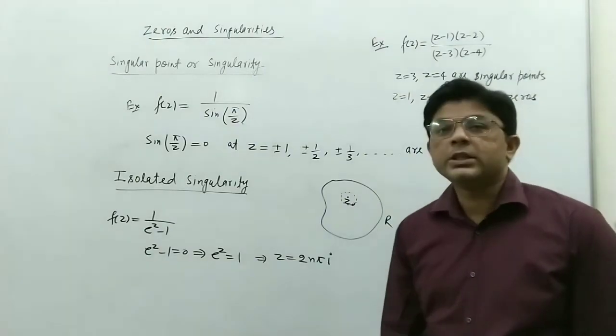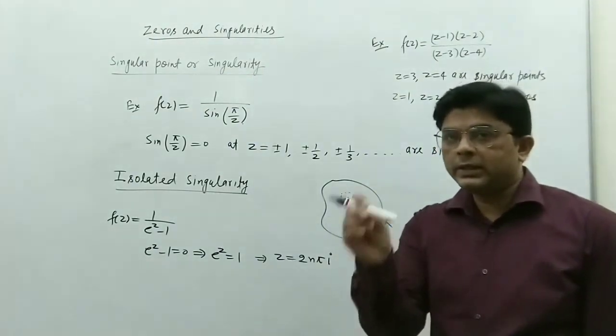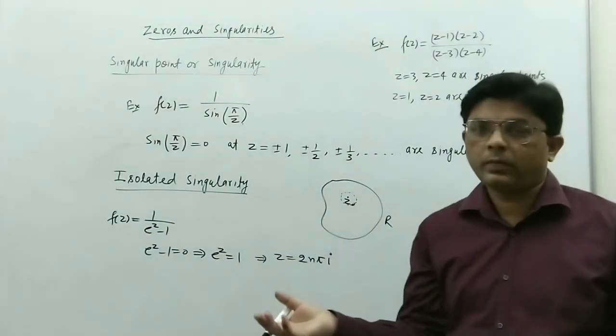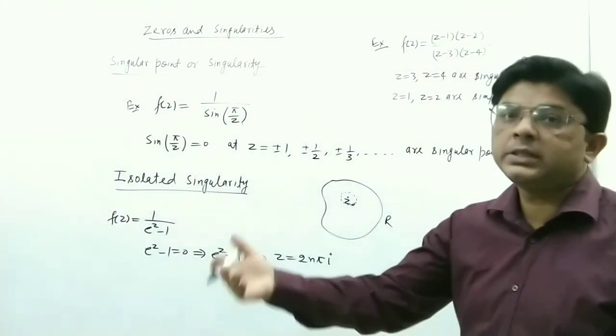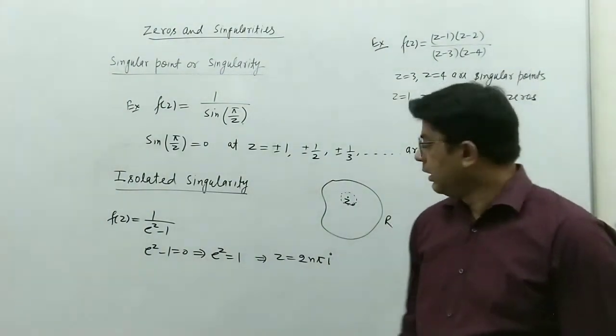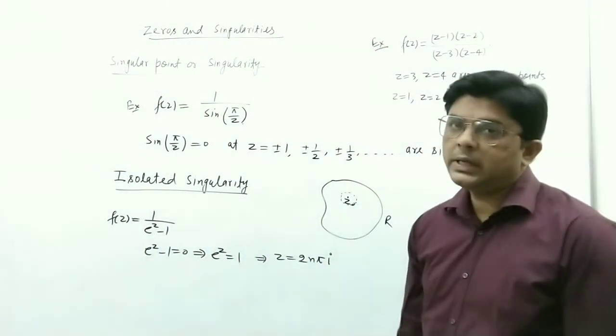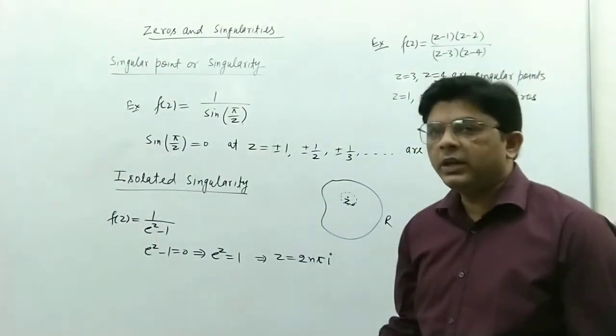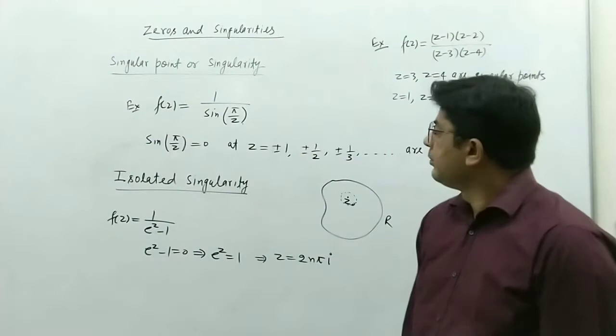So these are called singular points because if you take z equal to 2πi, then in its neighborhood there is no other singularity. Okay. So the next singularity is 4πi, 6πi, and similarly minus 2πi. So there is no other singularity in the neighborhood of z equal to 2πi. So it is an isolated singularity. These singularities are isolated.